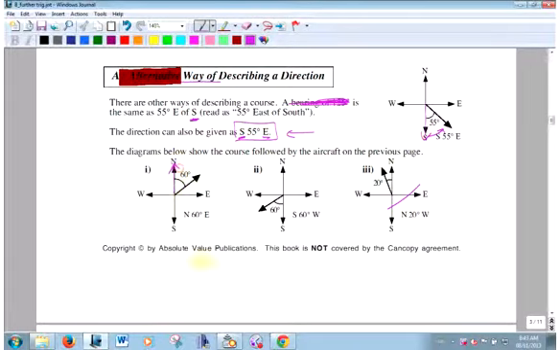This would be due north and then 60 degrees east direction. This is due south and then I go 60 degrees west. All right? So this is due north and then 20 degrees in the west direction. North, 20 degrees west.